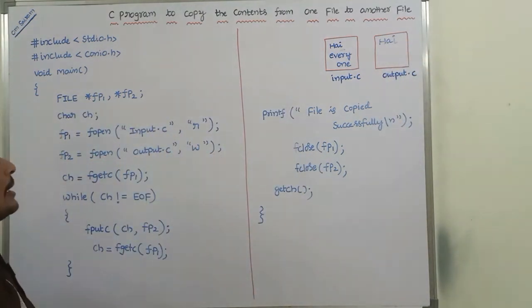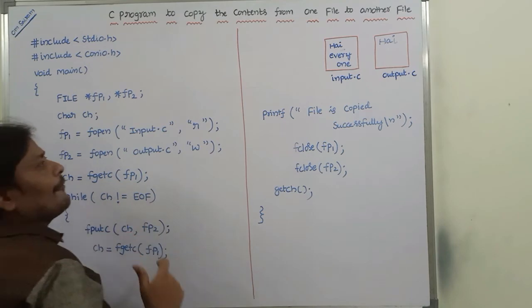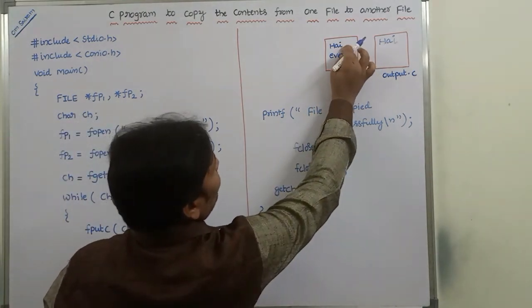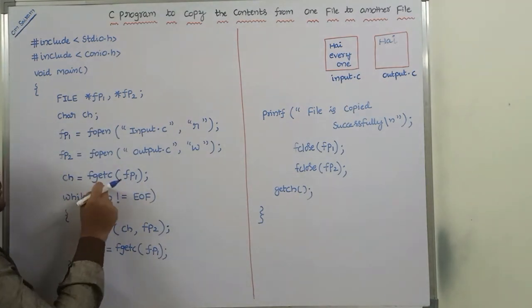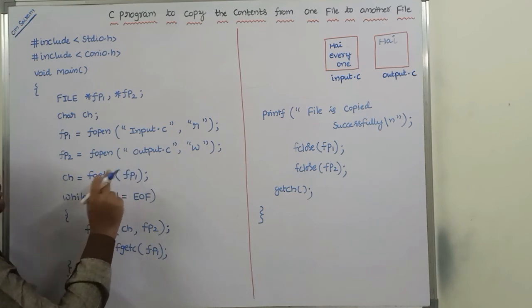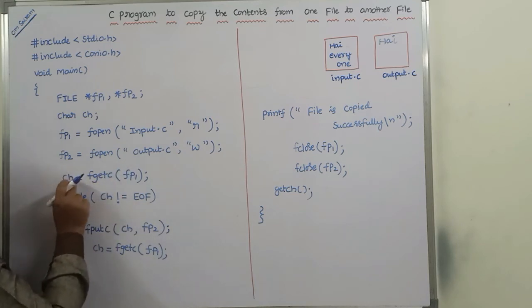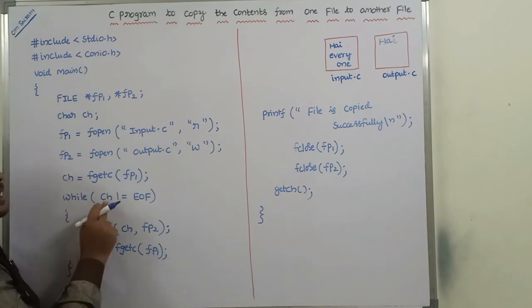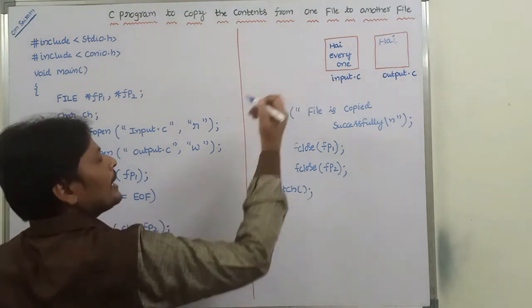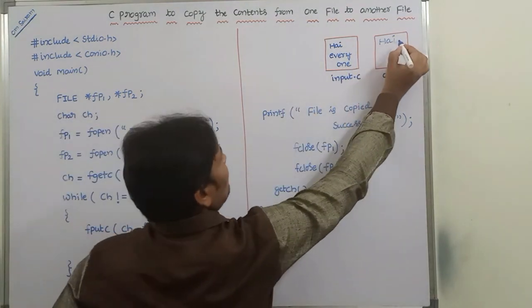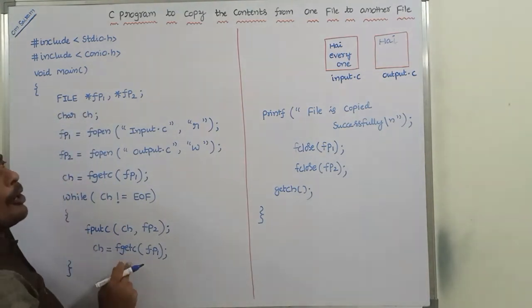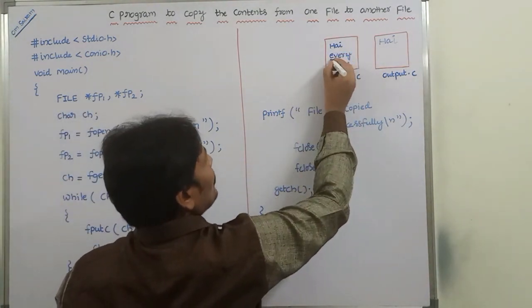Next the file pointer is incremented, here from I to this space. So space is read from the input.c file pointed by fp1, and that space is assigned to the variable ch. Space is not equal to EOF because the remaining characters are there in the input.c file. So that space is written into the output.c file pointed by fp2. Then the space is printed. Next the file pointer is incremented, so the file pointer goes to this one.